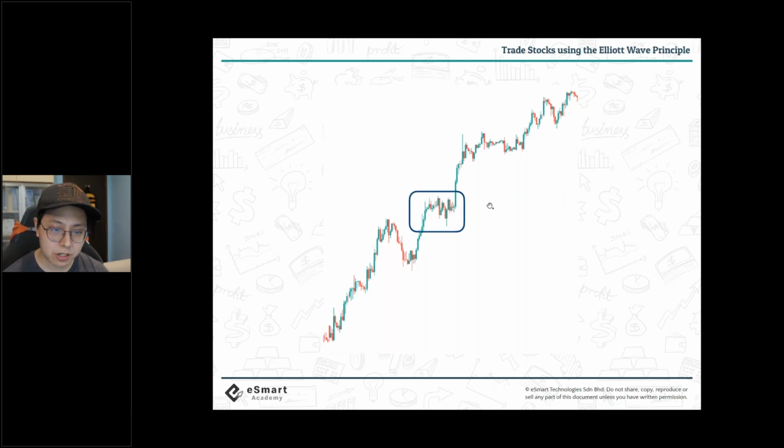Okay, what about this one here? Again, you compare relatively. It should be very straightforward and very easy. If you think this is an impulse, you put an I. If you think this is a correction, you put a C.